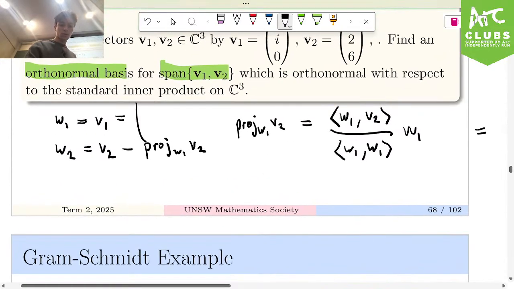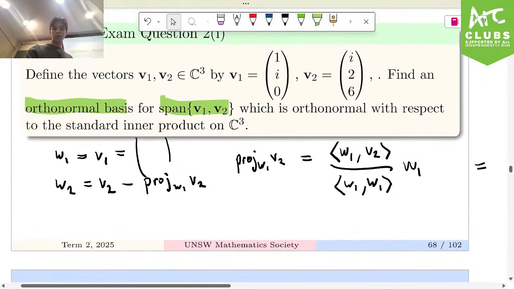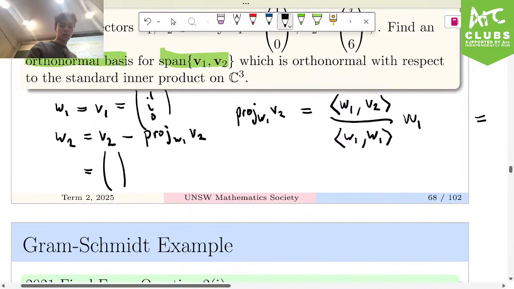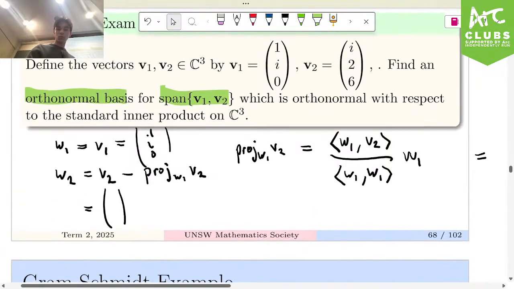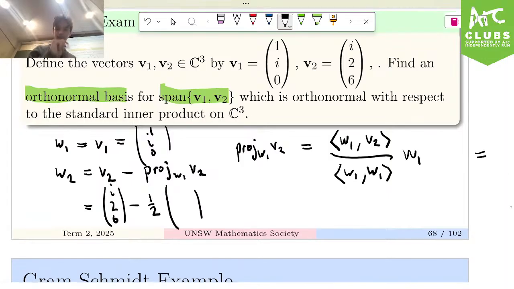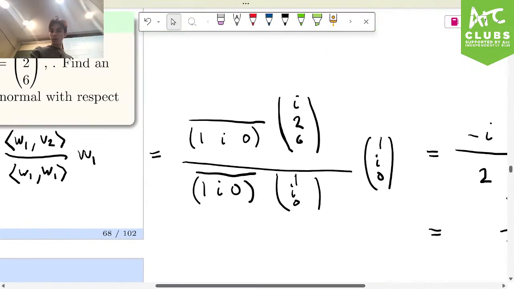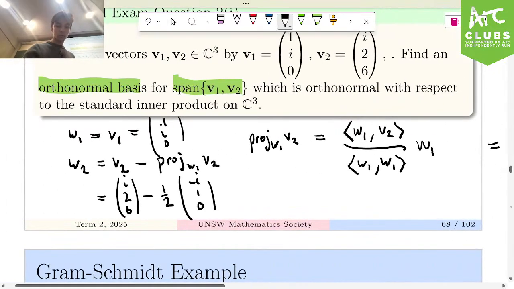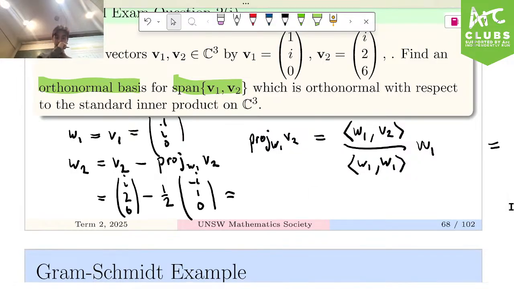So we'll just fill this in here. We know that W1 is going to be 1I0. And we know that W2 is going to be I26 minus 1/2, what was it? Minus I10, which is going to equal, what's that going to equal? 3 on 2i, 3 on 2, 6. Right?